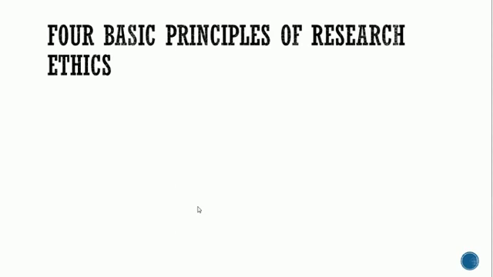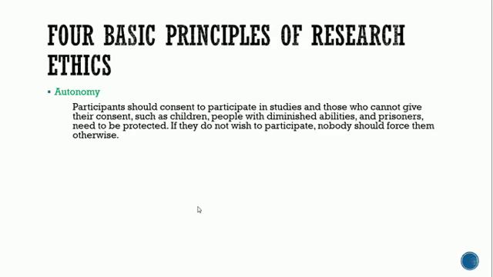There are 4 basic principles of research ethics. Perhaps I have mentioned some of them in my earlier explanations. We have autonomy. So participants should consent. That means they should agree to participate willingly. If they are not willing to participate, of course, they should not participate and the researchers should not force them to participate. That is autonomy. Autonomy means freedom, means independence. That means they are free. They are independent whether or not they want to participate in our research.